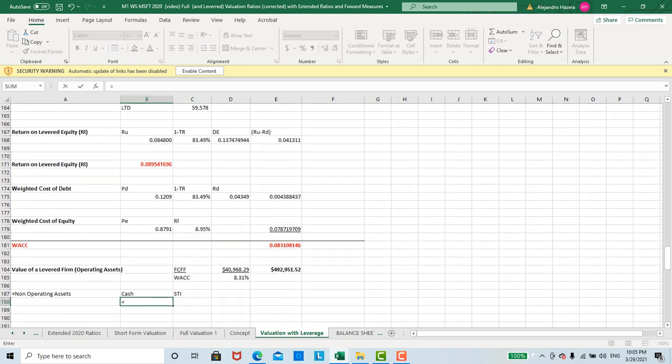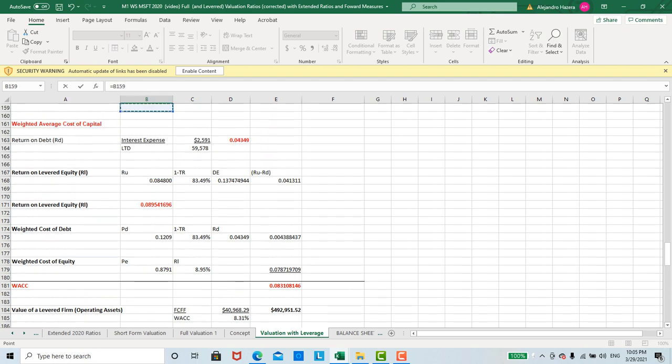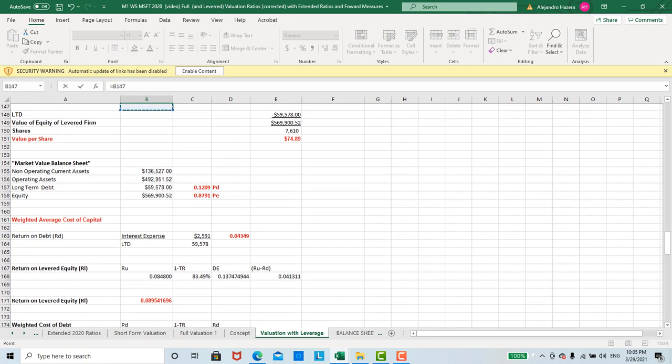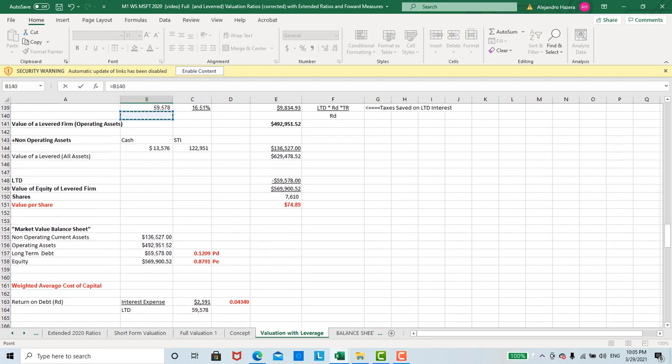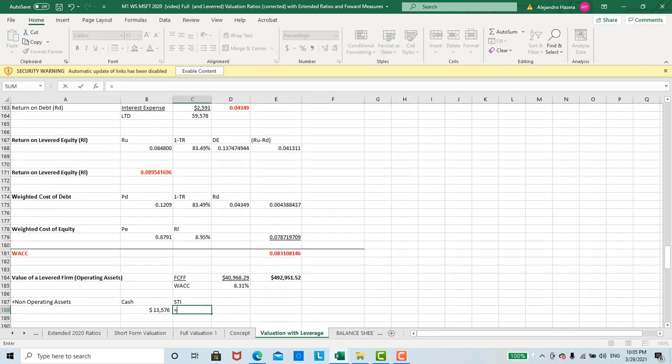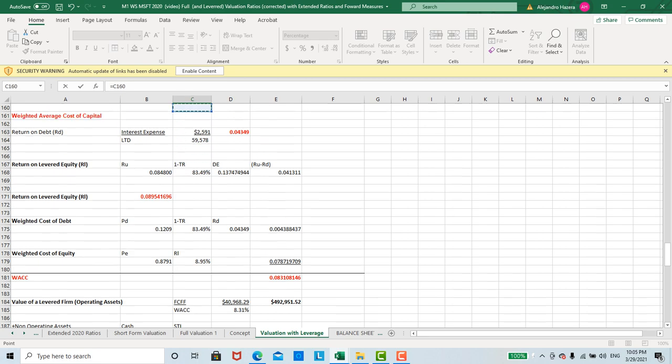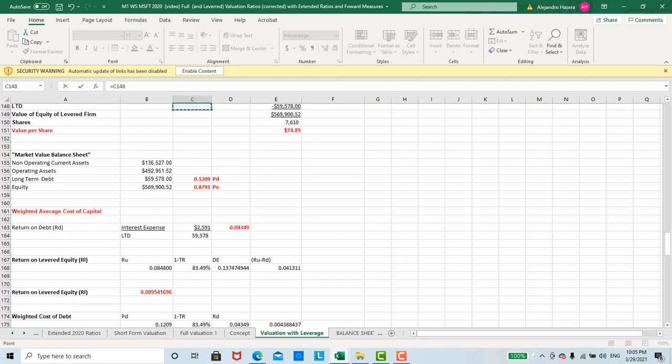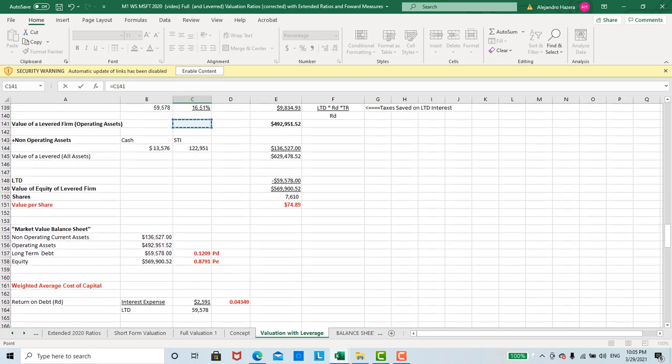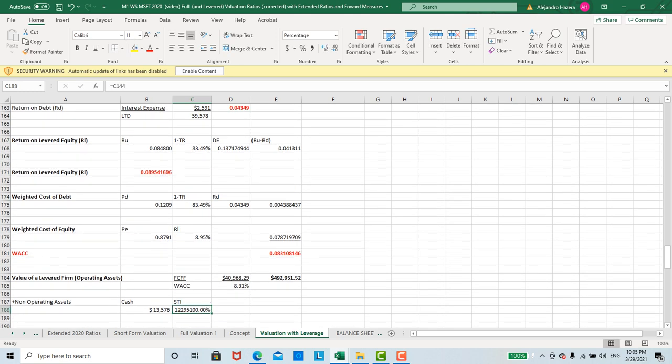Okay, and so we're starting with the same number. We're going to add the same non-operating assets and take out the same and add in the same short-term investments. So we'll wind up with the same result. But the major difference is how you calculate the value of the operating assets. There's your short-term investments.